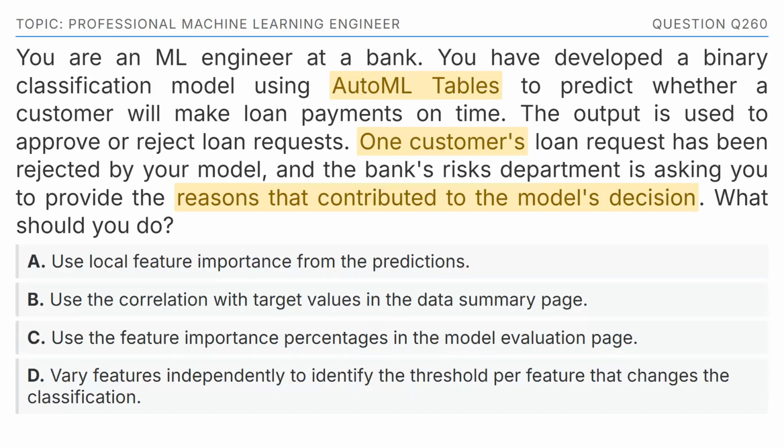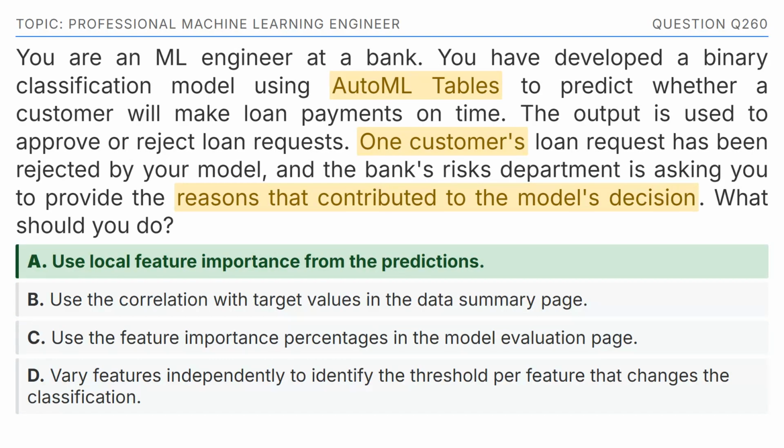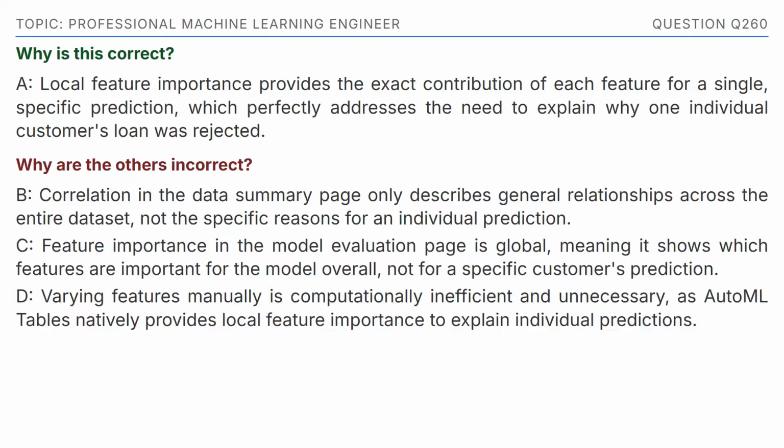To arrive at the correct answer, we focus on the keywords: AutoML Tables, customers, reasons that contributed to the model's decision. The correct answer is option A. Use local feature importance from the predictions. Why is this correct? A. Local feature importance provides the exact contribution of each feature for a single, specific prediction, which perfectly addresses the need to explain why one individual customer's loan was rejected.